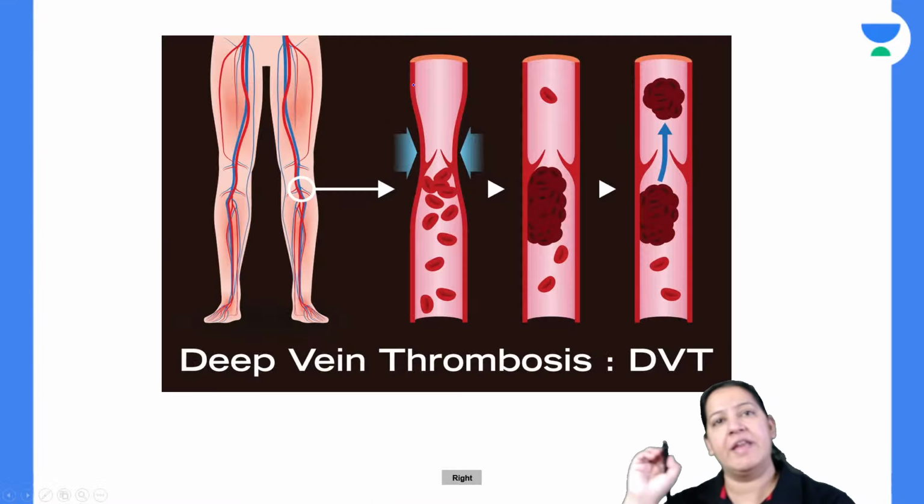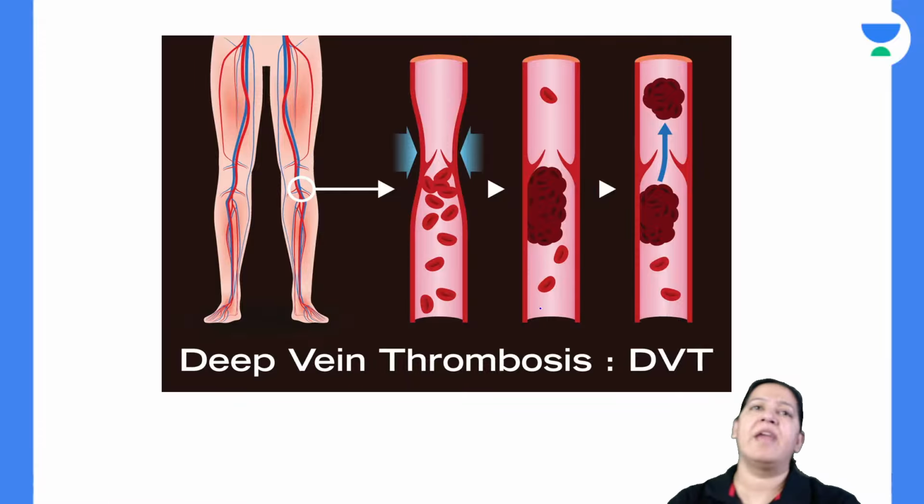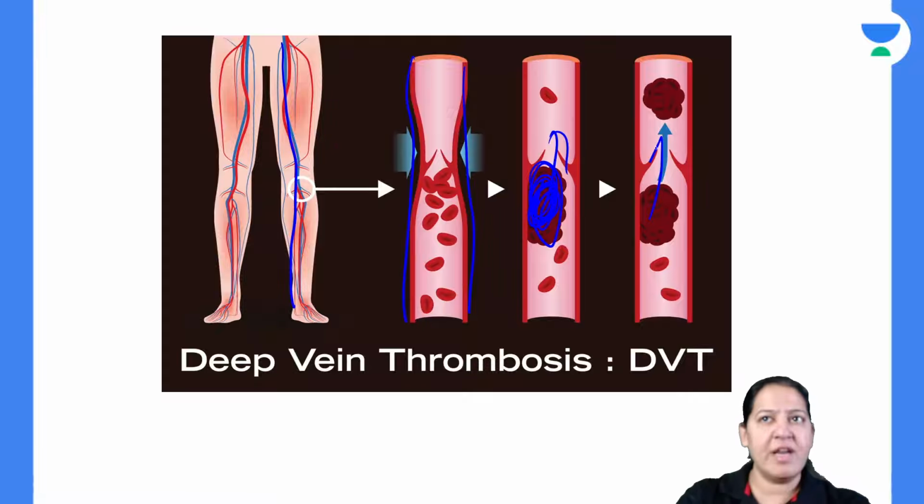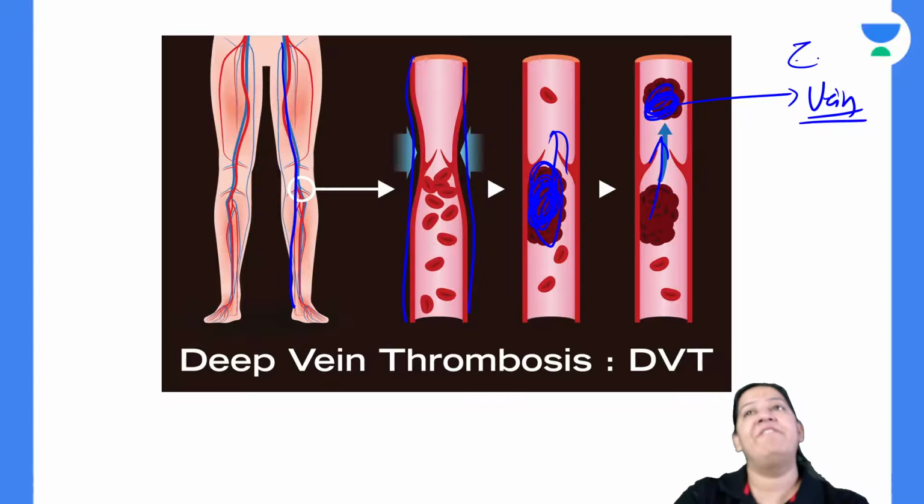What about the vein? If the thrombus is present in the vein, can you see? This is the leg vein. Most commonly, the thrombus is created in the leg vein. So first, a thrombus is formed in the leg vein, and then it gets detached. After detaching, it forms an embolus. So it is the thrombus in the vein, and it is the embolus in the vein. Where will it go, and what will it do?